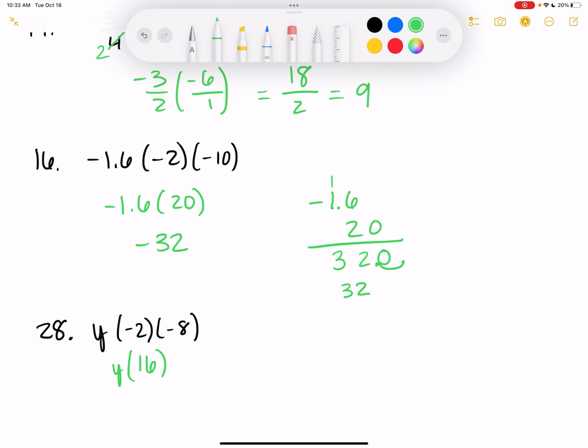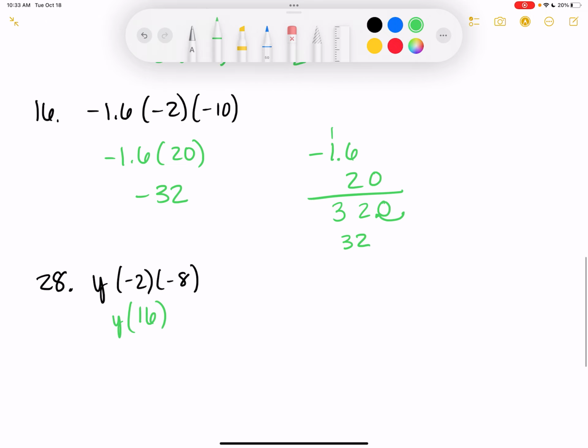So we have y times 16. So I'm going to rewrite the y at the end, and I don't need the parentheses when it's a variable. They can just touch, which means multiplication. So 16y.